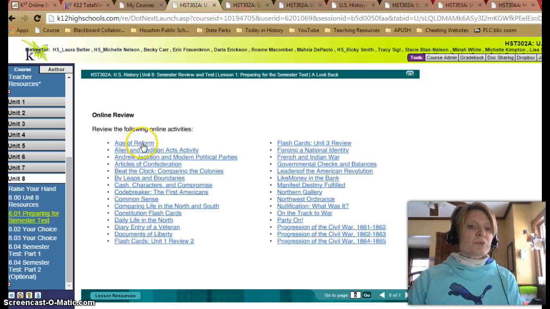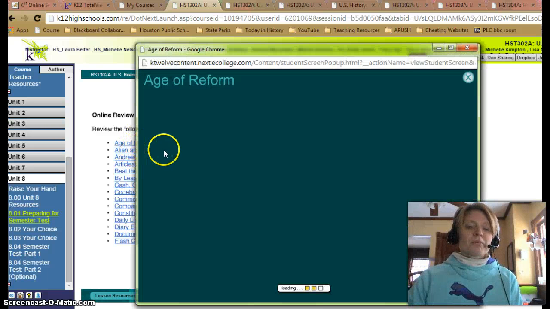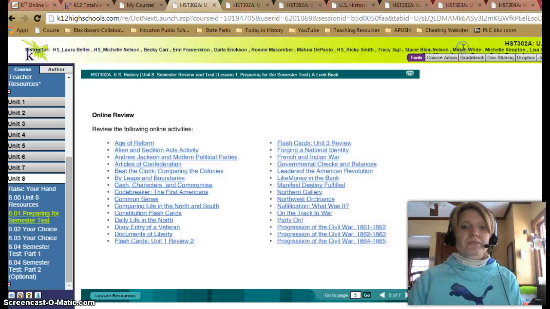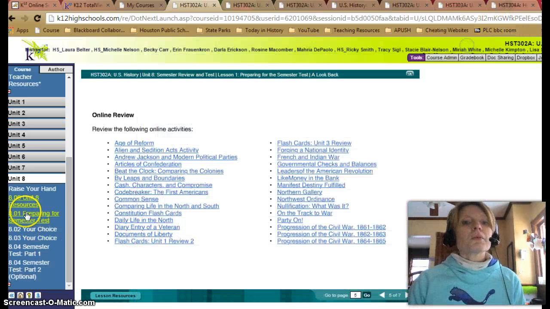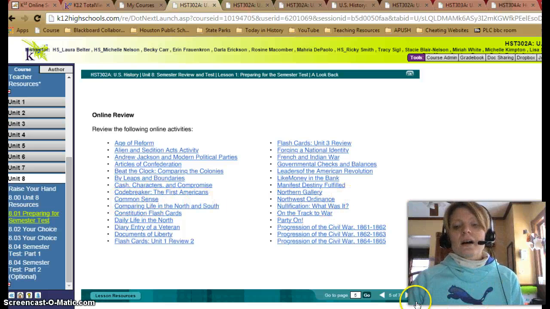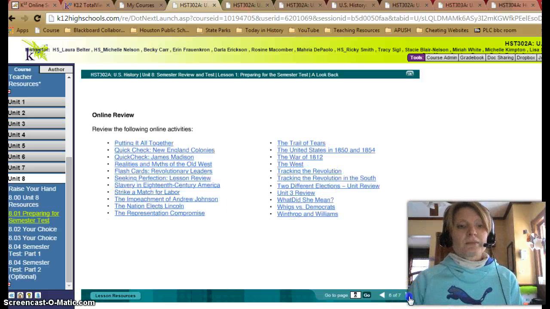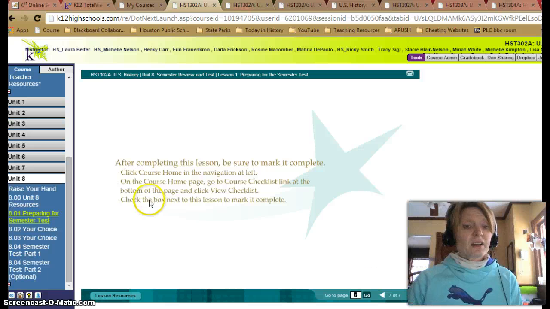For example, Age of Reform, if I remember correctly, that was from Unit 5. Whereas here you go, Documents of Liberty, that's going to be going back to Unit 2. So go through these as many times as you need to feel comfortable with that information. And then it tells you to do the offline activities.